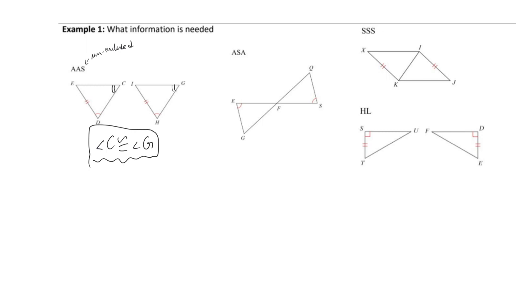Look at the next one. Well, we know vertical angles are congruent, so we have two angles, right? And we need a side included, so in between the two angles, well, that would be EF and SF. So EF is congruent to SF.